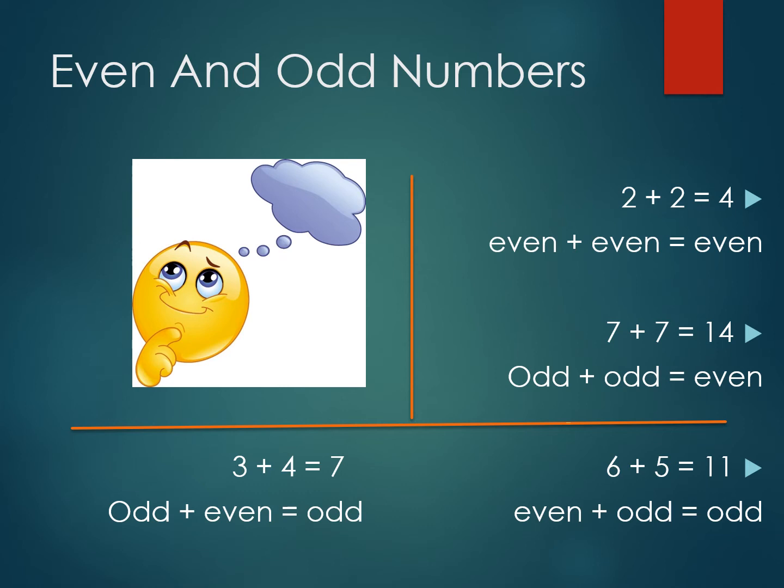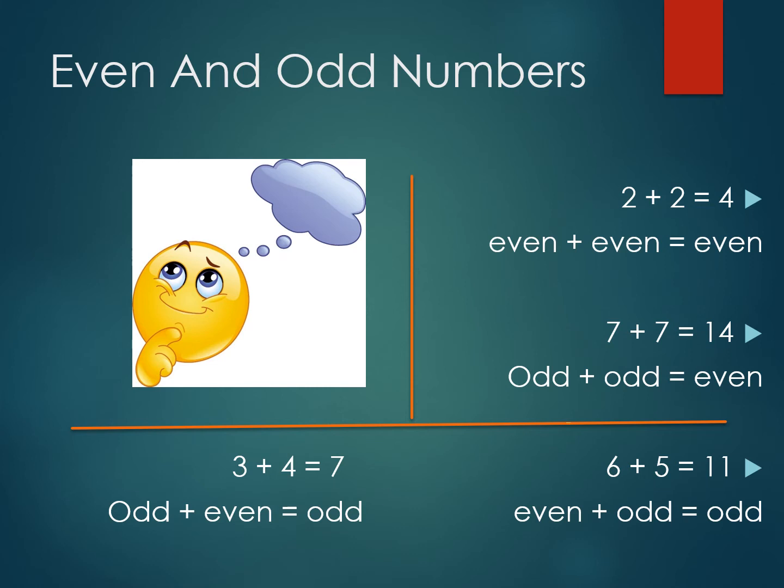So till now, even and even, the answer will be even. Odd and odd, the answer will be even. Now, 3 plus 4 equals 7. 3 is an odd number, 4 is an even number, and 7 is an odd number. So odd plus even equals odd.